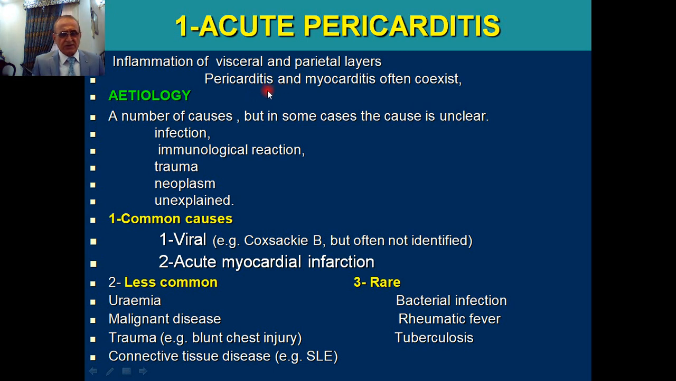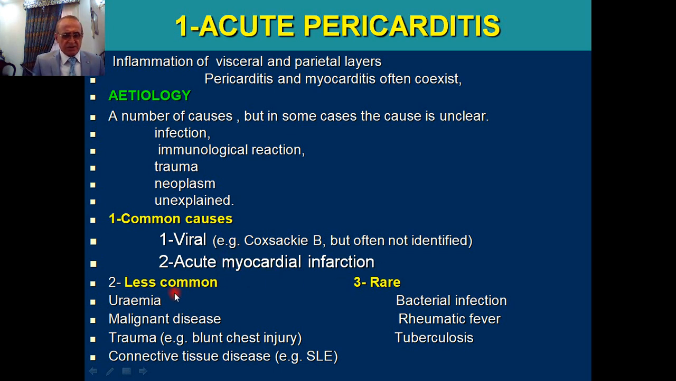Now, what's the etiology? There are a number of causes, but sometimes the cause is not clear or elucidated. Infection is on the top, immunological reaction, trauma, neoplasm, and sometimes unexplained. But the commonest cause of infection of the pericardium is viral. So viral pericarditis is the commonest cause, and among the viruses is Coxsackie B, although the virus is not often identified. The next common thing is acute myocardial infarction. You remember there was early and late pericarditis, the so-called Dressler syndrome.